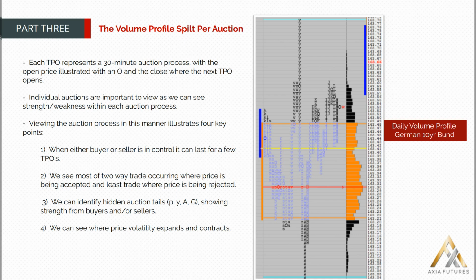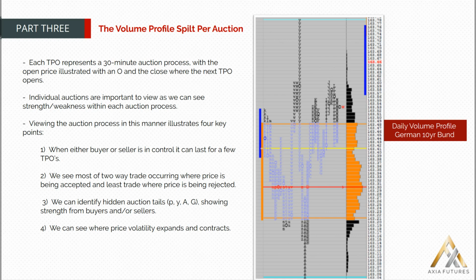Now, the reason we have a look at the individual auctions and why they're important is that we are able to see strengths and weaknesses within each auction that takes place over the course of the day. Sometimes a lot of traders will just merely look at their profiles closed up for the entire session, and they miss a lot of information that is happening within each one of the auctions. So it's important to find a balance between opening up the profiles and keeping them closed for shape.